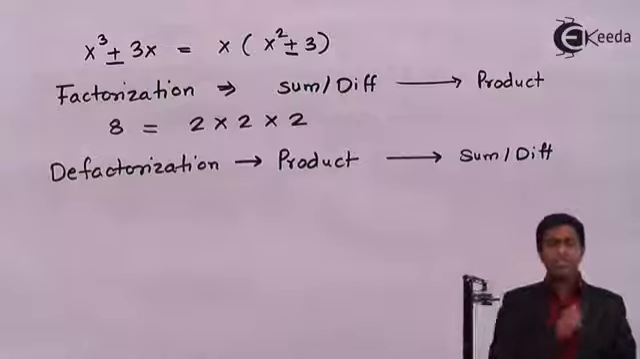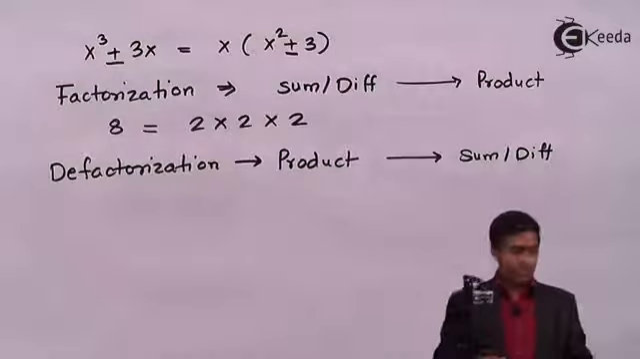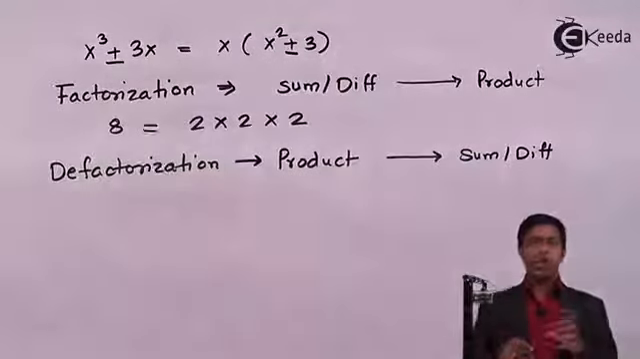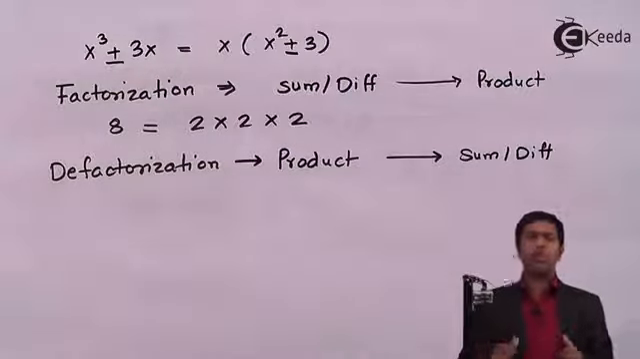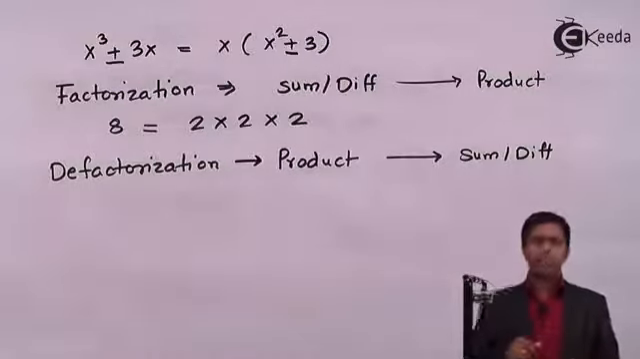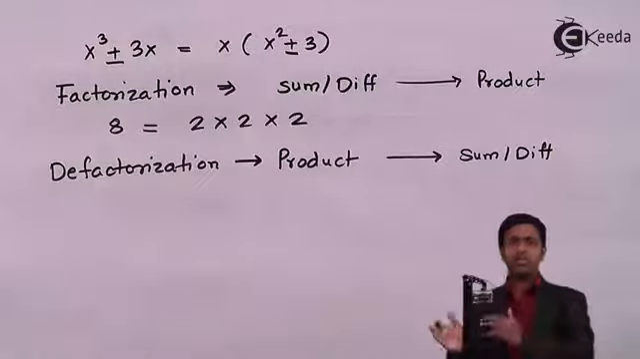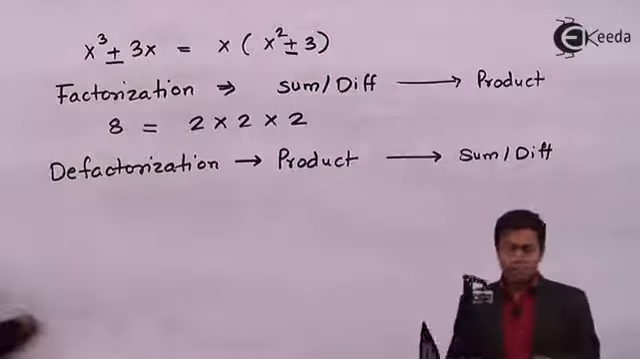Now we have to use this factorization and defactorization in trigonometry. It means that while doing factorization, we will convert the sum or difference of trigonometric terms into the product of trigonometric terms, and in defactorization we will convert the product of trigonometric terms into the sum or difference of trigonometric terms. So let's see the formulas.